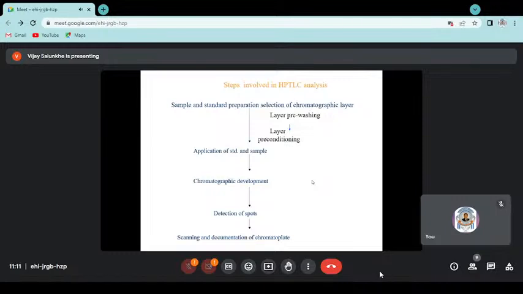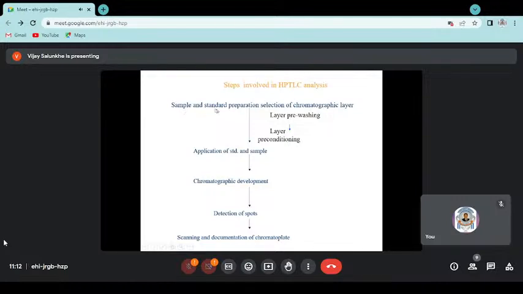Yes. Now these are the steps involved in HPTLC analysis. For any qualitative or quantitative analysis of herbal constituents, there should be one standard and one sample. We have to analyze qualitatively and quantitatively the sample provided, whether the active constituents are present or not. And if they are present in the sample, then how much? That means a standard should be there.